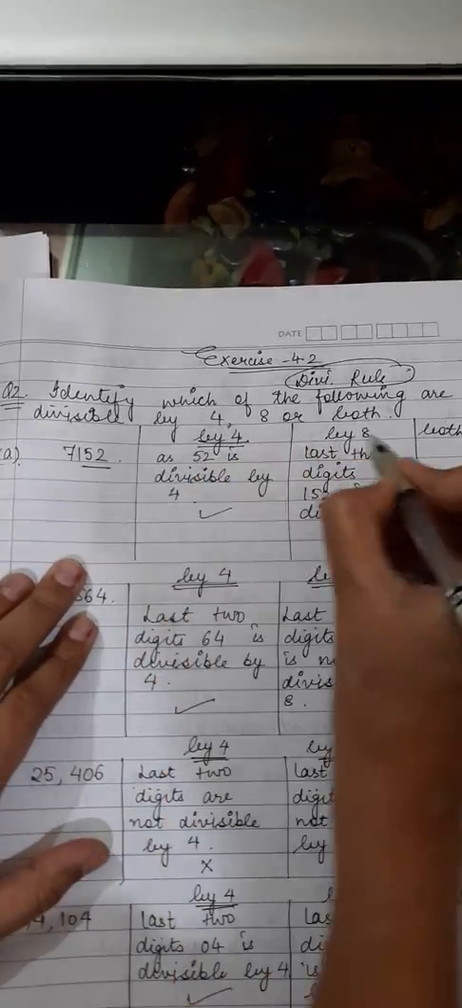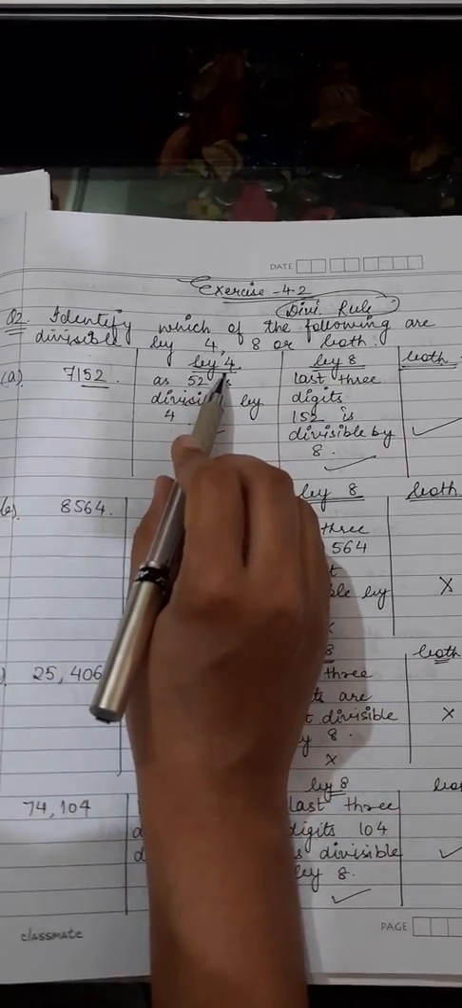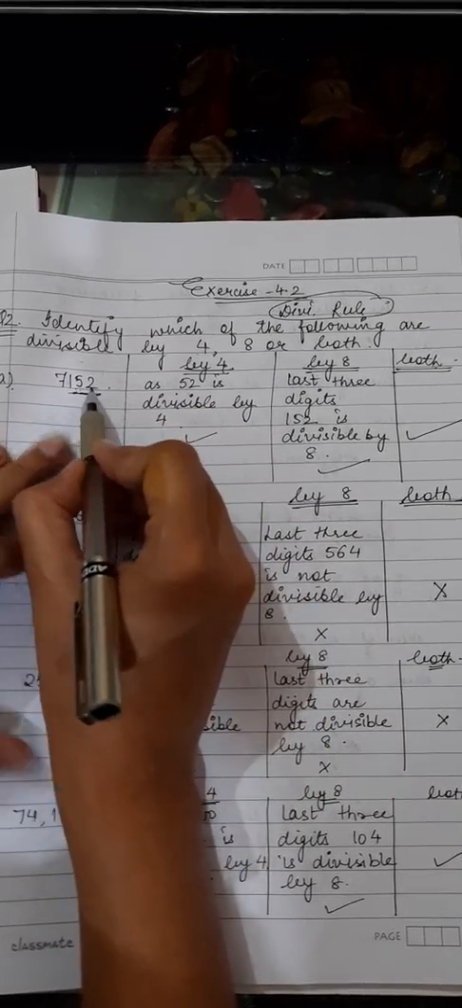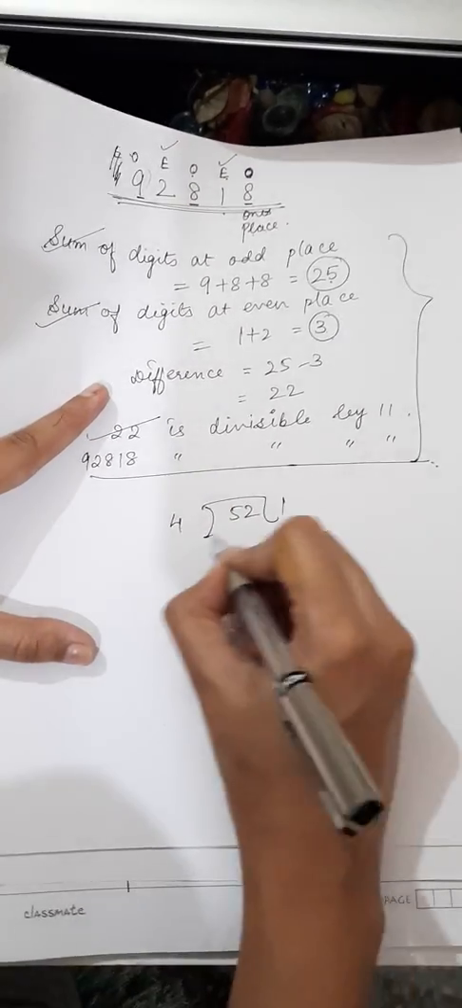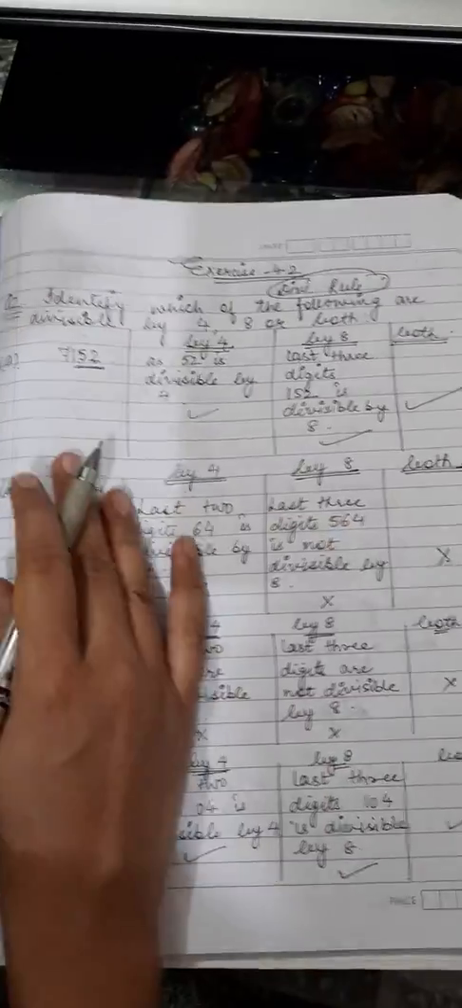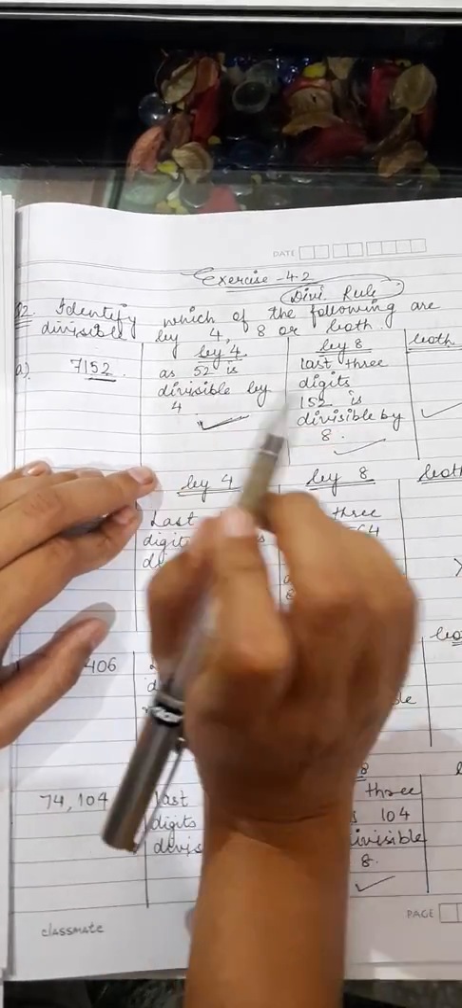Now this is by 4, 8 and both. Both means the given number has to be divisible by 4 and 8 both. For 4, let us check whether this number is divisible or not. What was the divisibility rule of 4? You have to check the last 2 digits. 52. Is 52 divisible by 4? Let us divide 52 by 4. 4 ones are 4, and 4 thirteens are 52. So yes, 52 is in the table of 4. This means this complete 7152 is also divisible by 4.